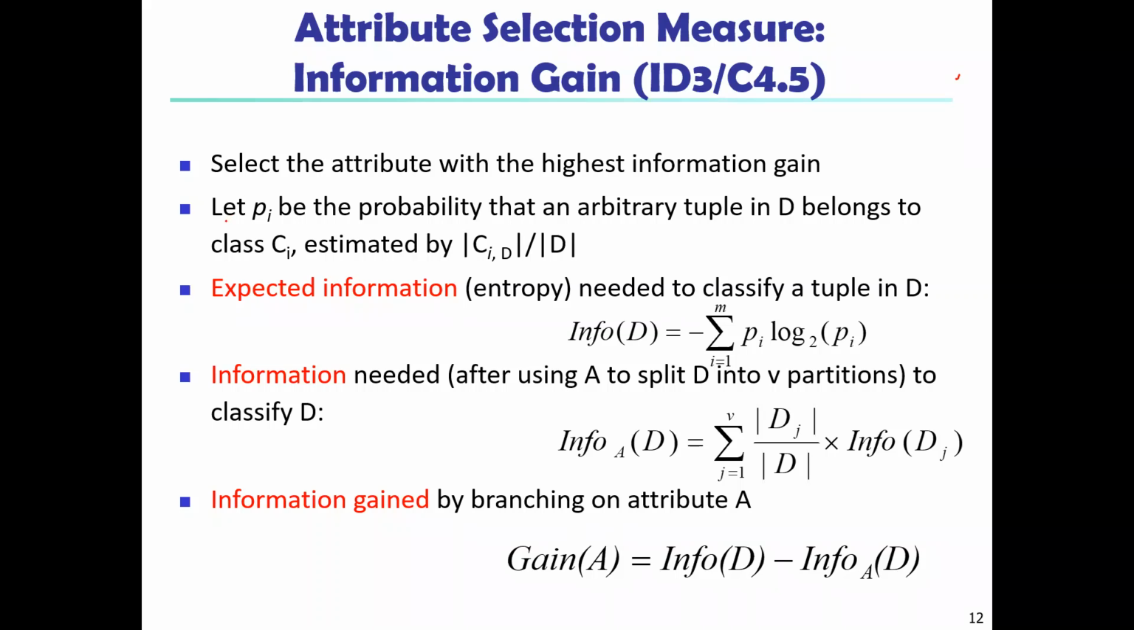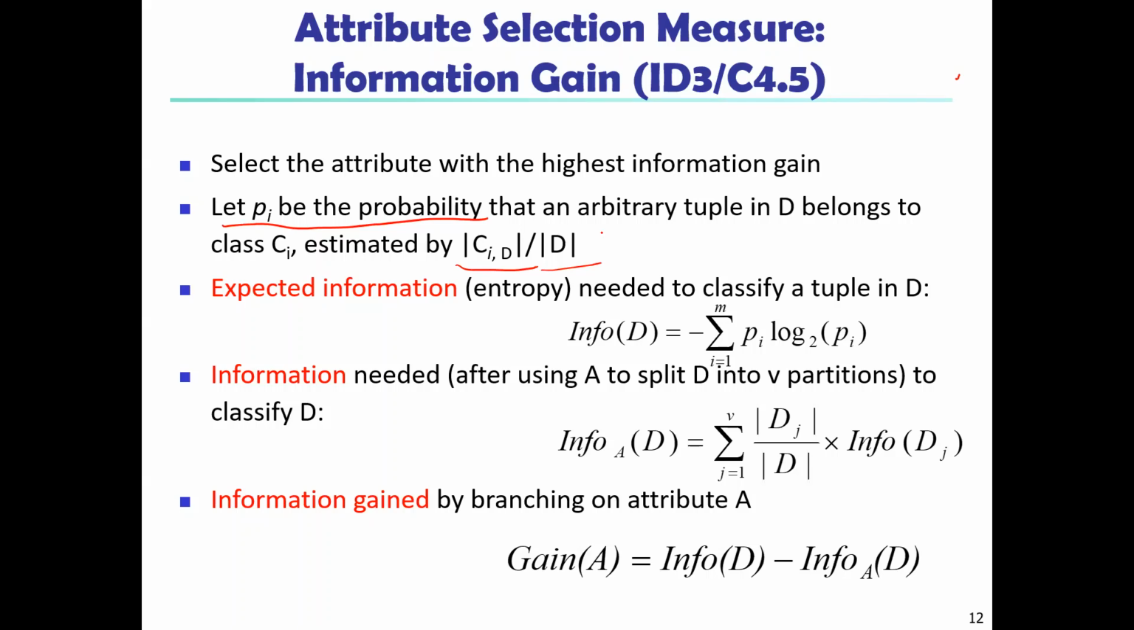Let Pi be the probability that an arbitrary tuple in dataset D belongs to class Ci. So there may be two classes, class 1 and class 2. Class 1 contains all yes values, class 2 contains all no values. So here the dataset belongs to all the classes and is estimated by |Ci,D| divided by |D|.